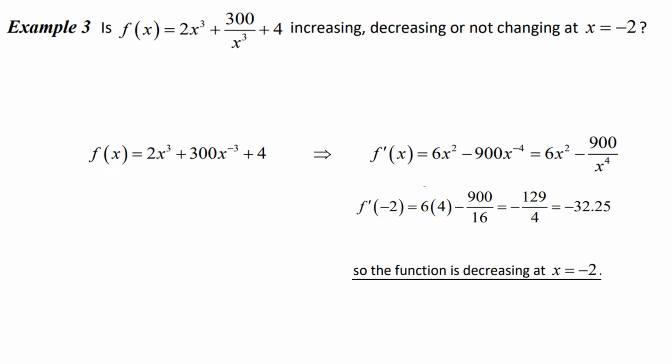Well, increasing, decreasing, or not changing is all about the derivative. So we need to calculate the derivative of this function, and it is best to change that to a minus 3 power to calculate the derivative. Then we will go through and find out what f prime is. So f prime is this, and when you simplify, it could look like this. And now we're going to substitute minus 2 in. When we do the calculation, we get a negative number, and that means the function has to be decreasing because the derivative is negative at minus 2.